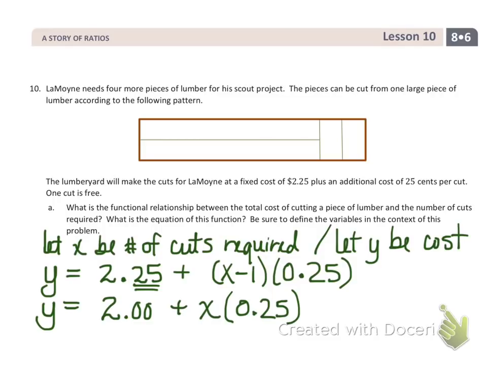So in the second case, I'm thinking I just want to multiply by X, the number of cuts, times 25 cents. But since one of them was free, my flat rate's really only $2. And if you simplify this equation, it's the exact same thing as this equation once it's simplified out. So we could do that.